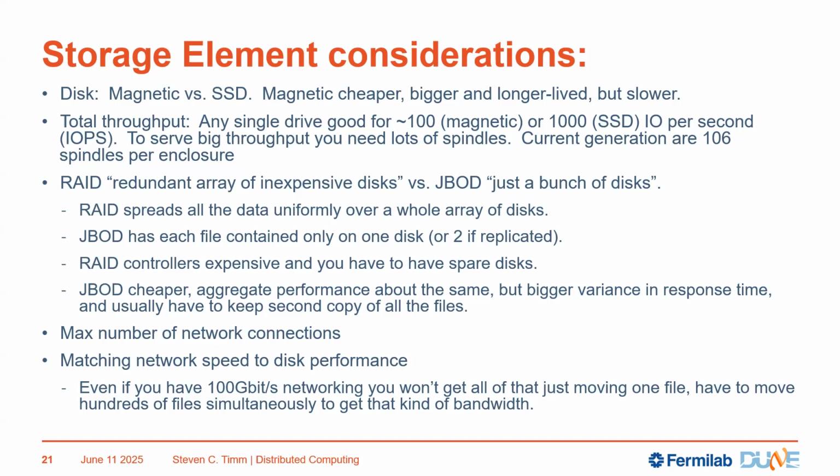JBOD has each file only contained on one disk, or two if you have to replicate it. So that's the philosophy. This is what CERN has done for years, that they're all JBOD. They don't buy RAID controllers anymore. And any one file is only living on one disk. And on average, you get about the same throughput, but you'll see a distribution. So maybe your disk is good for 100 megabytes a second, but on one, all of a sudden somebody wants 5 files off of the one disk, and those go a little bit slower. And if only one person is reading the disk, it'll go faster.